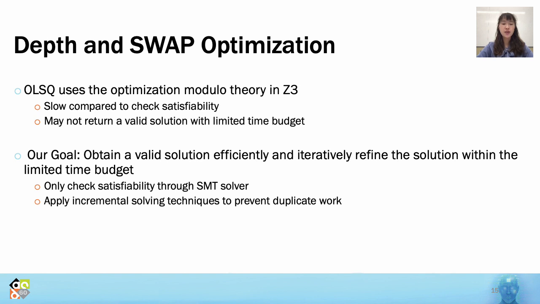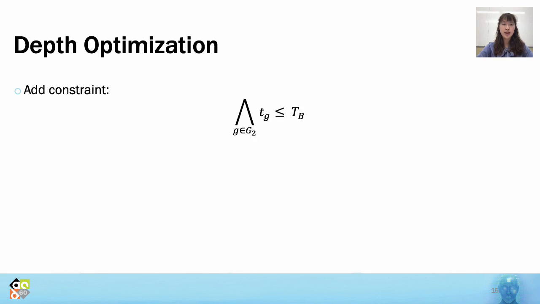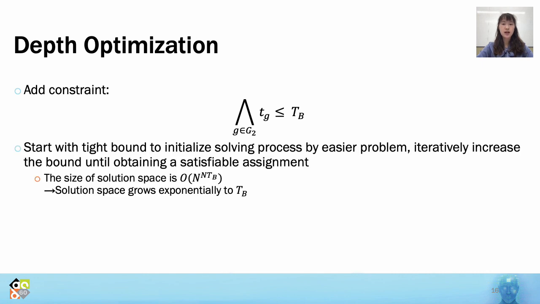We will iteratively modify the bound and only check satisfiability through Z3. During each iteration, since only one constraint is modified, we apply incremental solving technique to prevent duplicate work. For depth optimization, we will add this constraint to restrict the gate execution time. We will start with a tight bound to initialize the solving process with an easier problem, and iteratively increase the bound until we obtain a satisfiable assignment.